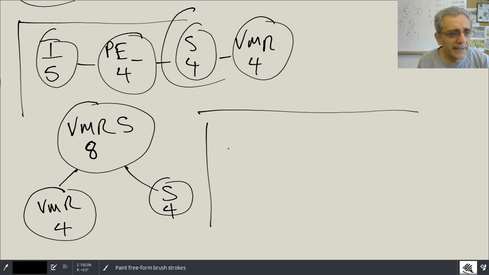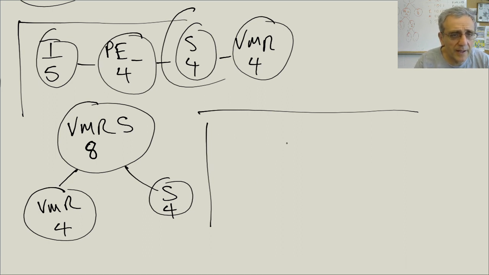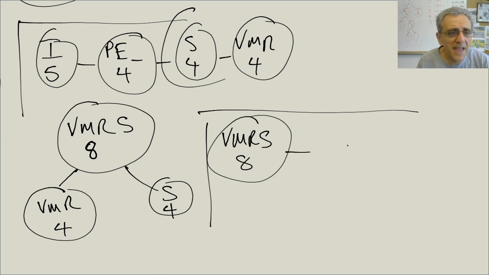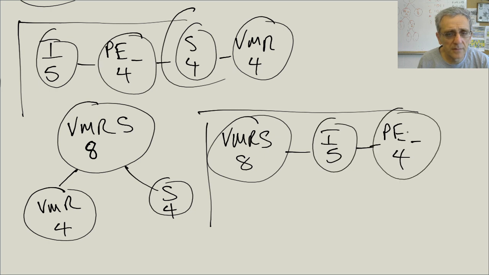So let's go I5, and then now, oops, sorry, no, back up. We don't have I5. VMRS is 8, so that comes first. And then we're going to have I5. And then we're going to have PE space 4.